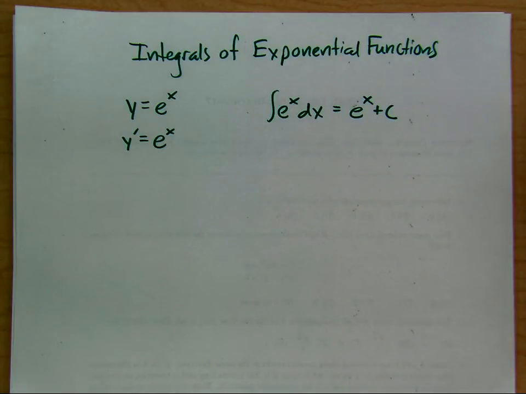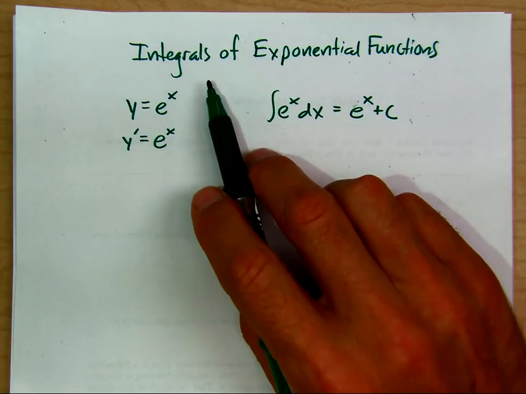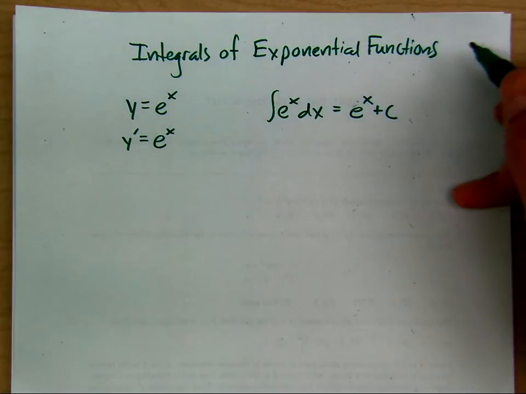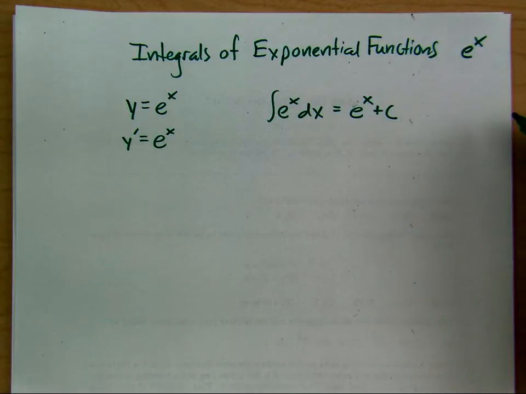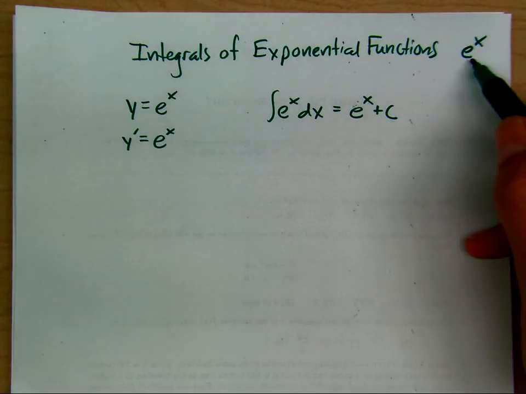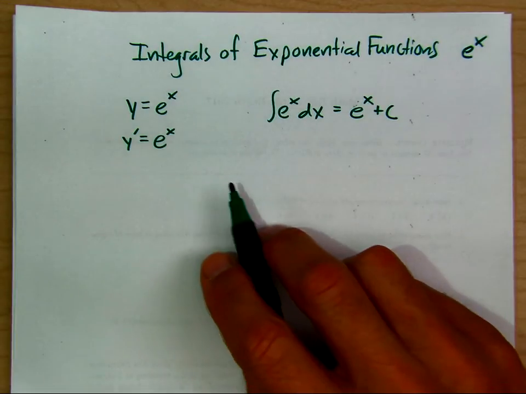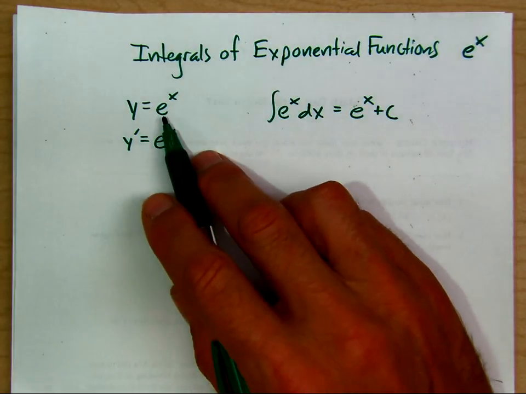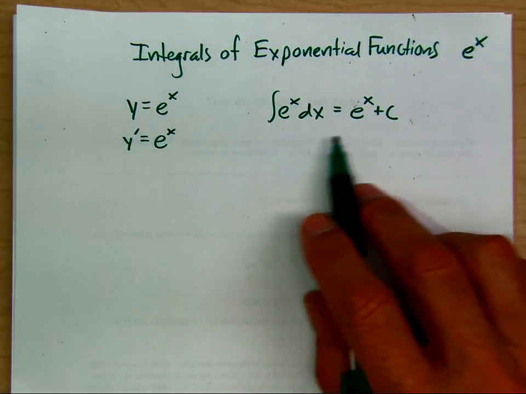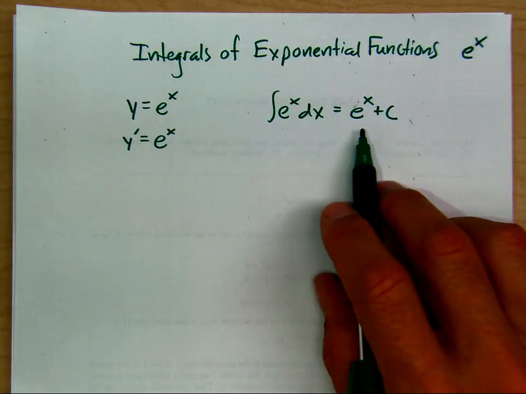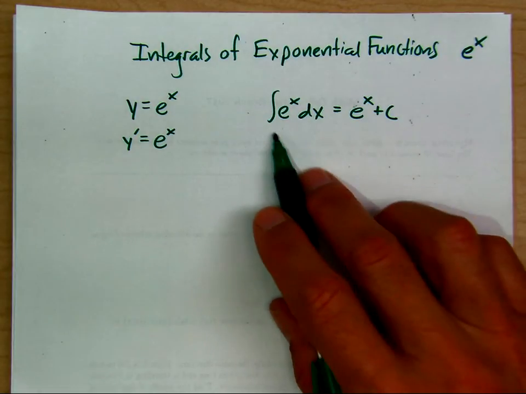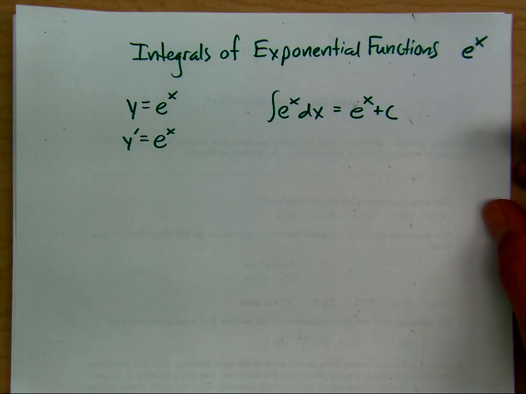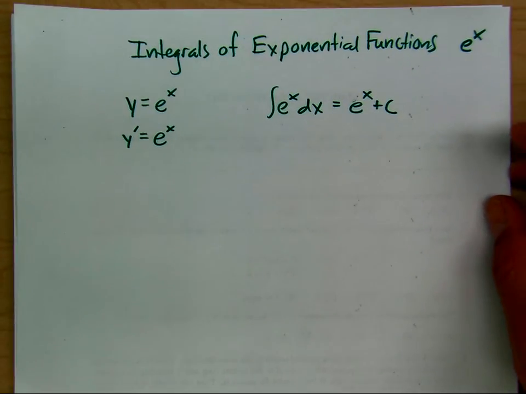In this lesson, we'll look at the integrals of exponential functions, and specifically just e to the x. We won't do other bases yet. And so we know that e to the x is its own derivative, and that means that it's also its own antiderivative. Since there's not much to do here, every more challenging integral will just require substitution.